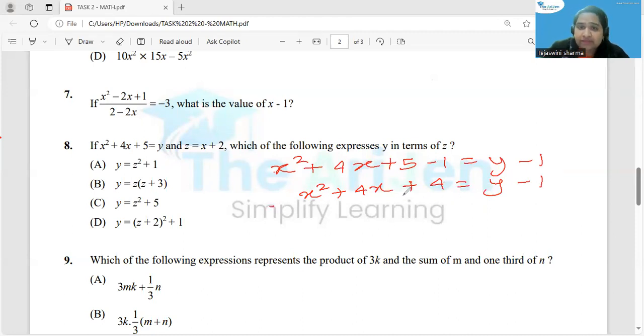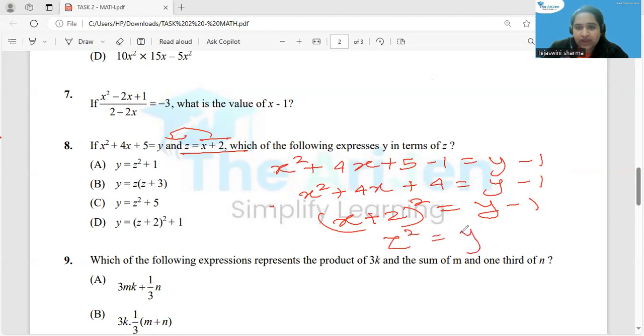I did this because I can clearly see that it is the identity of x plus 2 to the power 2, which is equal to y minus 1. And from the given question you can see that x plus 2 is getting converted to z. So this will be z to the power 2 is equal to y minus 1. And again, if I transpose this minus 1 to the other side, the value of y will be z square plus 1.